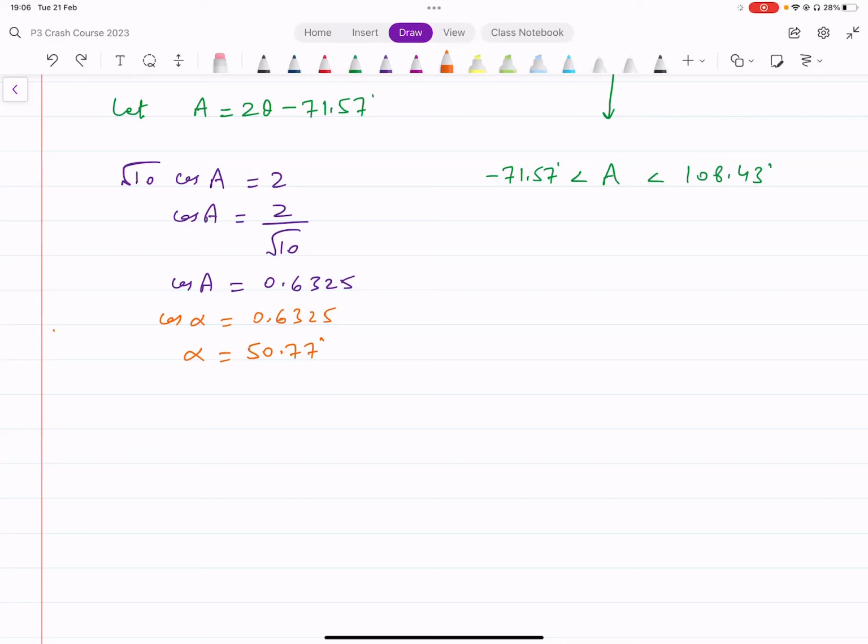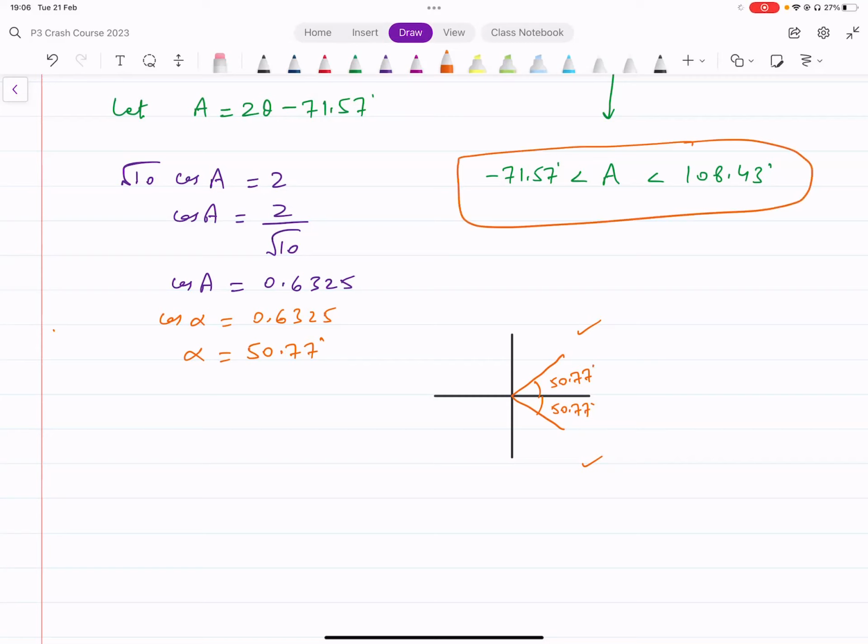Now you have the basic angle. You could think of quadrants now. So these are your quadrants. Cos is positive. Where is cos positive? Cos is positive in the first quadrant or in the fourth quadrant. So you could have your basic angle here, 50.77, or you could have your basic angle here, 50.77. And now you look for angles within that interval that you have in these two quadrants.